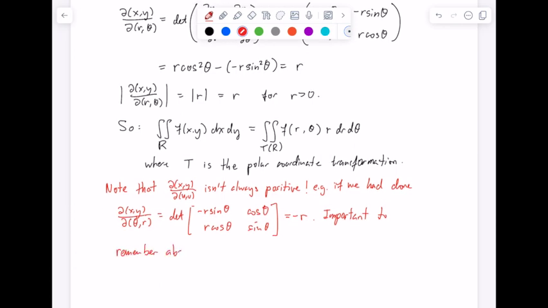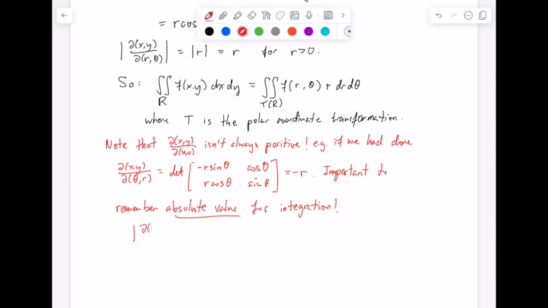We'll see later what it means for the determinant to be negative, all right, so for the Jacobian to be negative, and it has to do with orientation, which is something that's going to come up much later in this course.